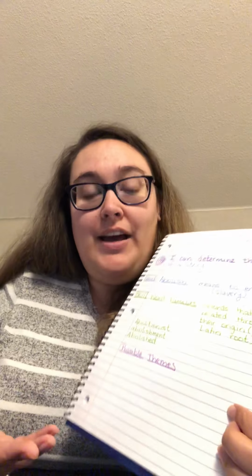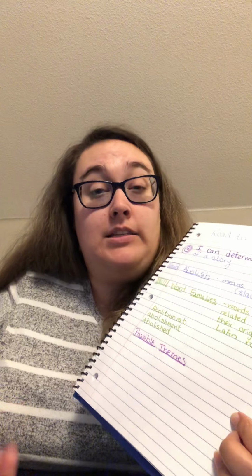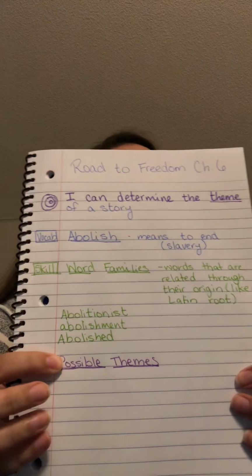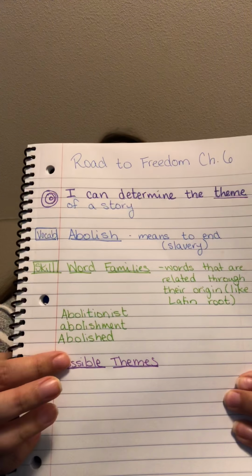And even if you have no idea what any of these words mean, you can figure that they probably have something to do with ending slavery. Because if you know what abolish means, you know that it's going to have to do with ending slavery. Okay? And at the end of our day today, I want to look at some possible themes. Okay? So let's get started with our reading. Again, we're reading Chapter 6 of Road to Freedom.